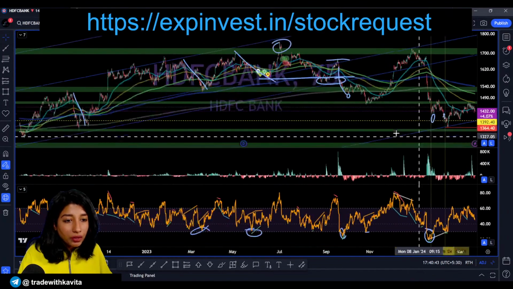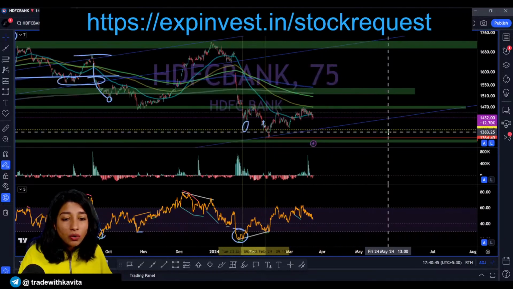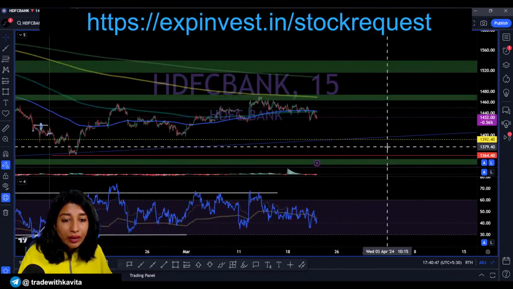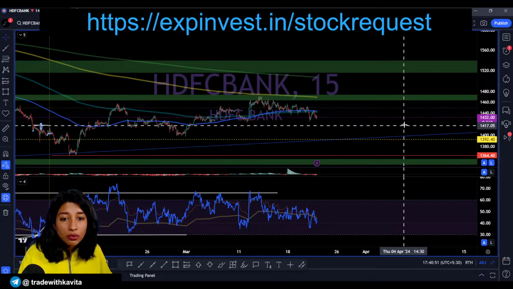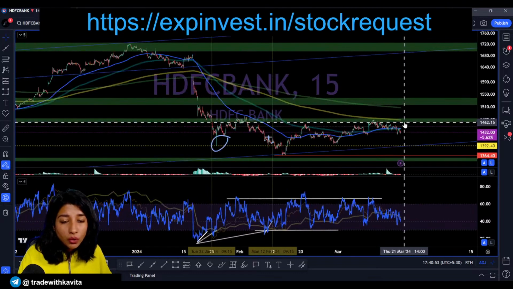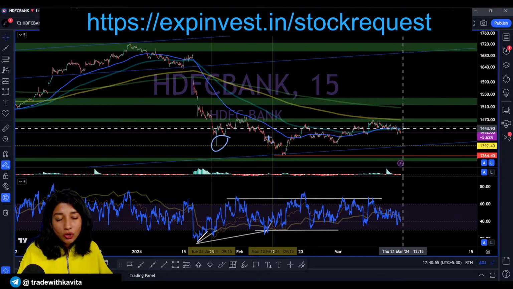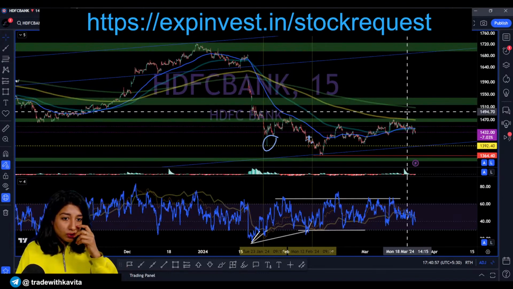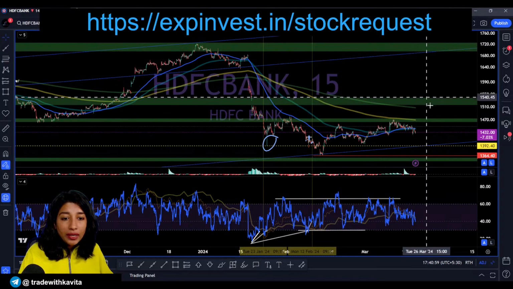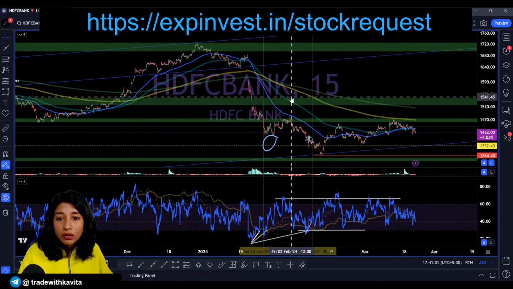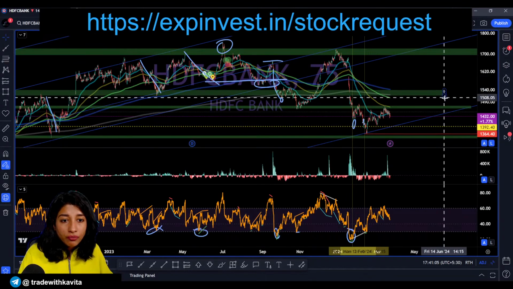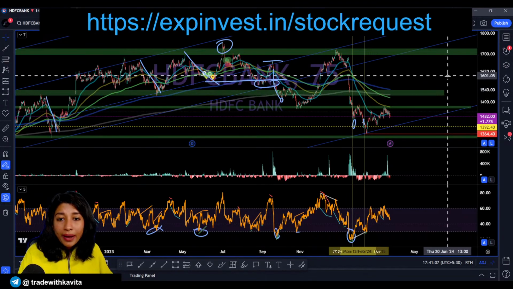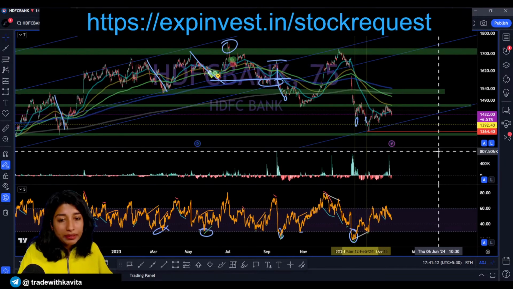And from here, if you want to average it out a little bit, then I would suggest you set a GTT order somewhere near this level around 1412 or 1425. Between that range, you set your buy order so you can average out your cost a little bit. And on the upside, I see the stock gunning for this resistance zone and filling up this gap for sure. So my target for HDFC Bank would be around 1600 rupees.